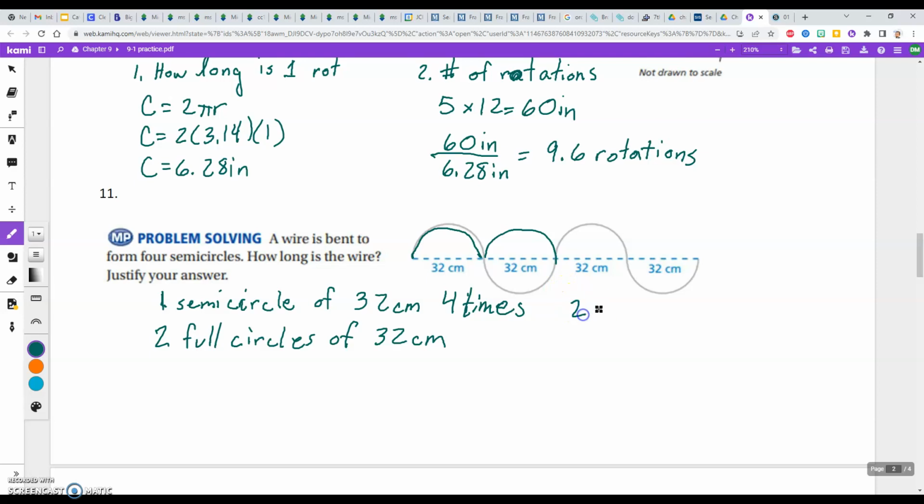We're going to go 2 times the circumference, and so that means we're going to go 2 times our diameter is given, so 2 times pi d, and so twice the circumference is 2 times 3.14 times the diameter of 32, and so we're looking at 200.96 centimeters.